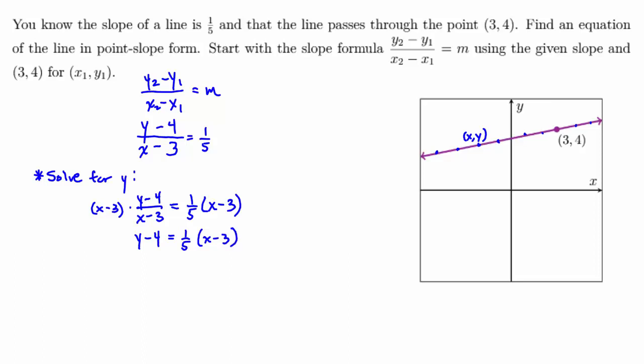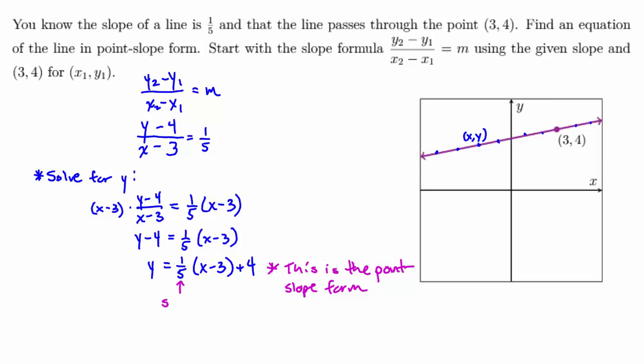As a final step, I'm going to add 4 to each side so that I have this equation written just in terms of y. And that will give y equal to 1/5 times x minus 3 plus 4. This is the point-slope form of the equation. And our slope, as we will remember, was 1/5. And this line went through the point (3, 4), where 3 was x1 and 4 was y1. And I can see that my 3 and my 4 are still present here.